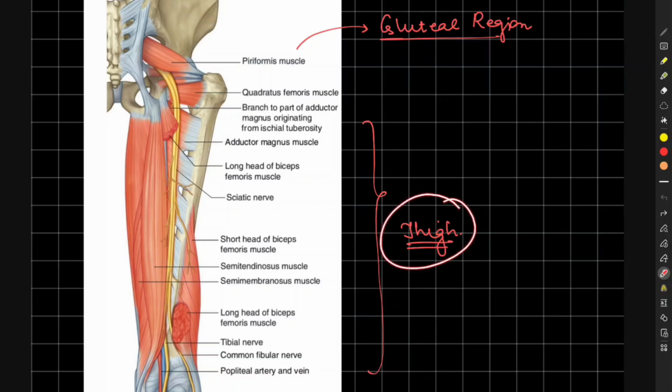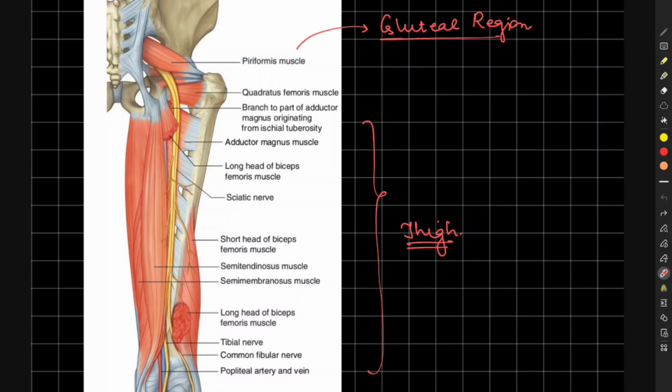So talking about the relations in the thigh, posteriorly we have the long head of the biceps femoris muscle, which can be seen here. Anteriorly, we have the adductor magnus muscle. Medially, we have the semimembranosus and the semitendinosus. Whereas laterally, again, we have the biceps femoris.